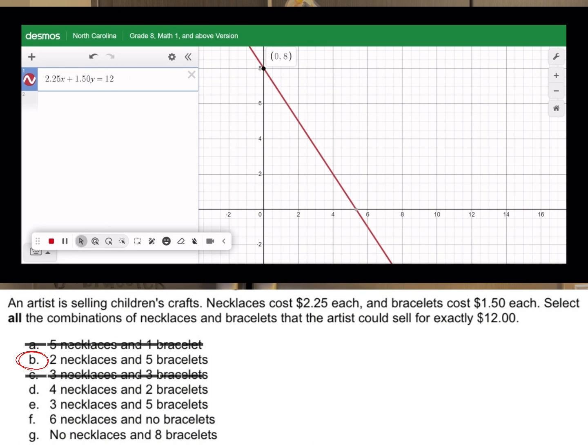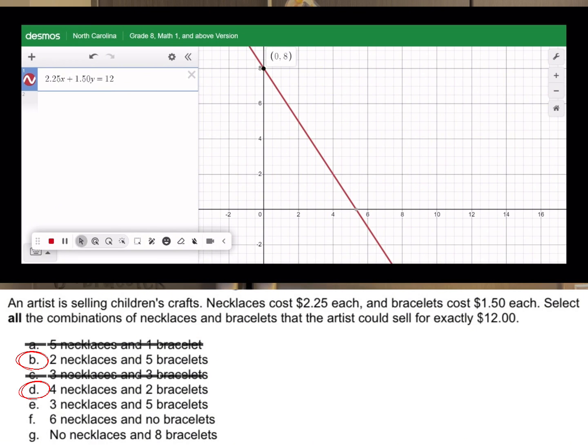4 necklaces, 2 bracelets. So I'm gonna go to where my X says 4. When I get 4, I get 2. 4 and 2. That would be a combination. So D is a combination. We got B and D.